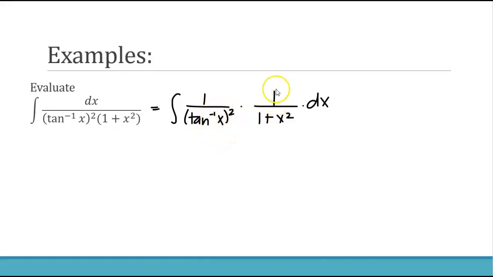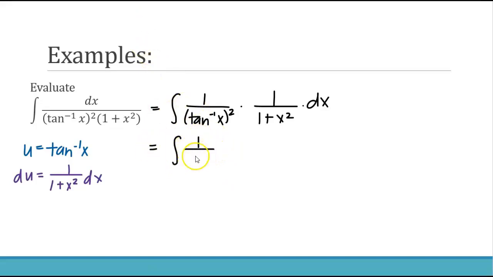When I see this 1 over 1 plus x squared, I should immediately be thinking that's the derivative of tan inverse of x. And tan inverse of x is sort of inside this squared function, so that's what I want to let be my u. I want u to be tan inverse of x, so that du is 1 over 1 plus x squared dx. And then my substitution will work out pretty nice.